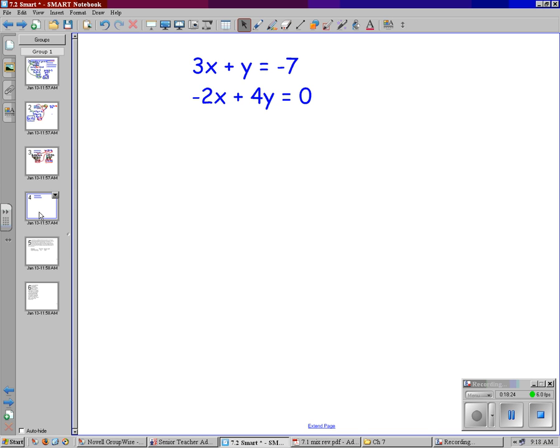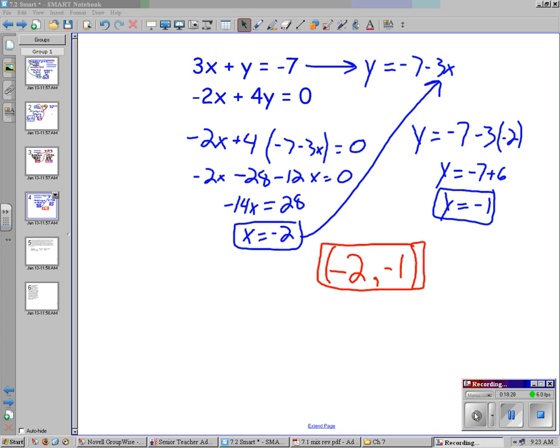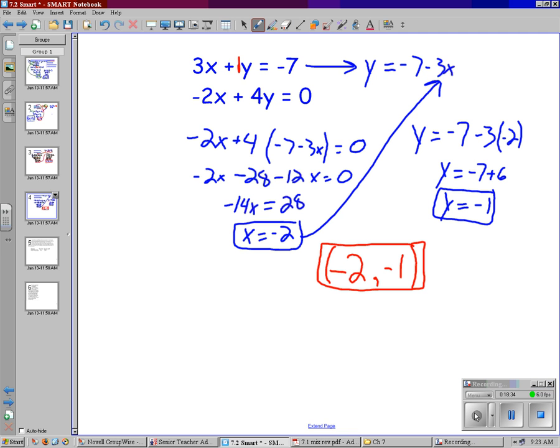All right. Go to it. Feel free to talk to your partner on this. We have up here the substitution of negative 7 minus 3x. Notice that there was a 1 in front of this y. That was the best variable to solve for. Could it work with the other variables being solved for instead? Yes, it can, but you'll probably end up dealing with some fractions.